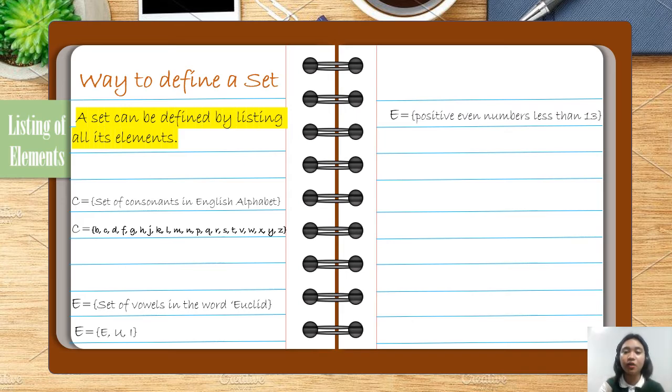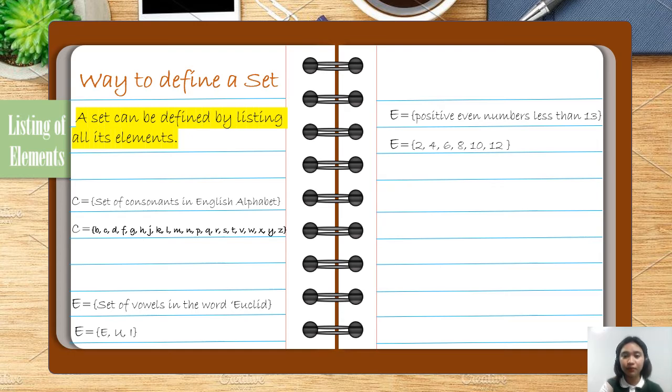Next, let's have the set E. Set E is equal to positive even numbers less than 13. The answers are 2, 4, 6, 8, 10, and 12. They are all even numbers because they are all divisible by 2. And they are all less than 13. 14 is not included since it is greater than 13.